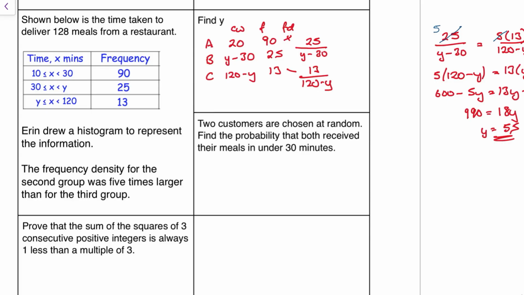2 customers are chosen at random. Find the probability they are both receiving their meals in under 30 minutes.